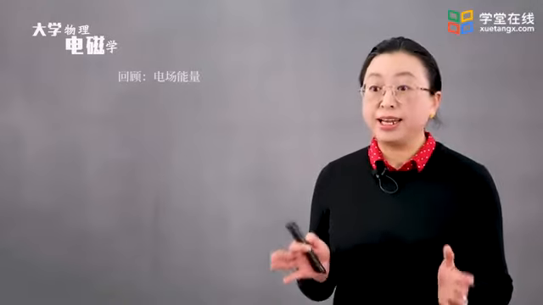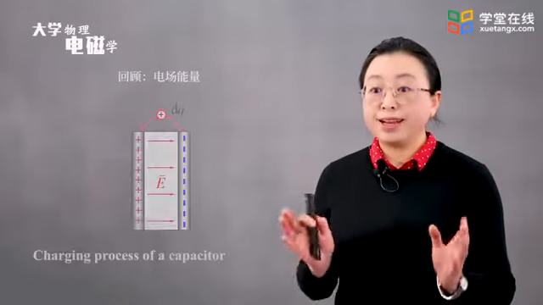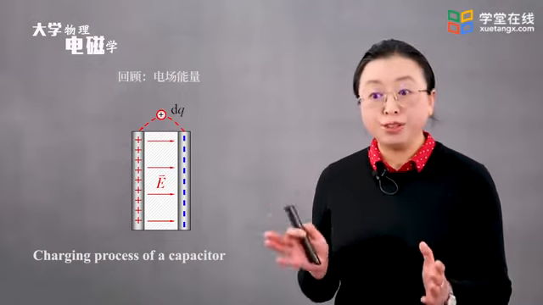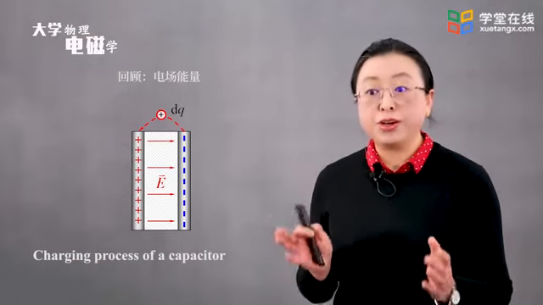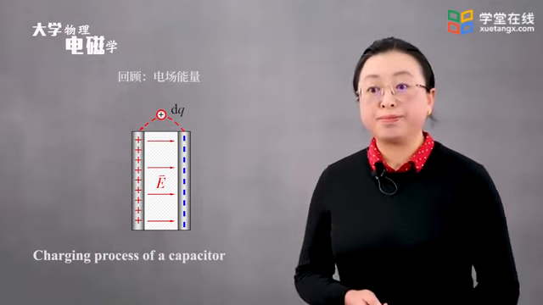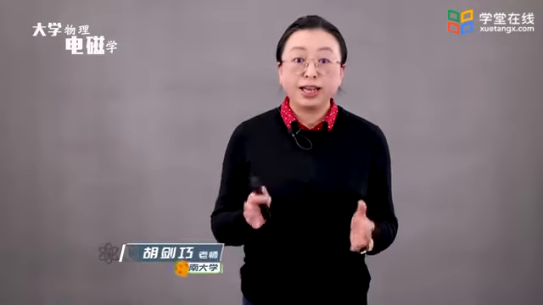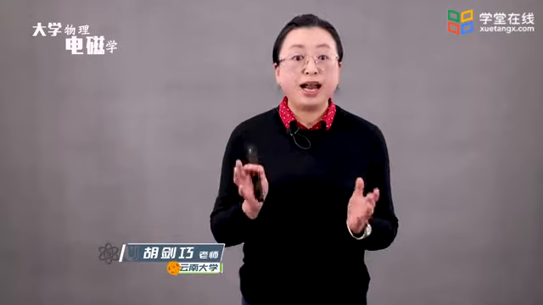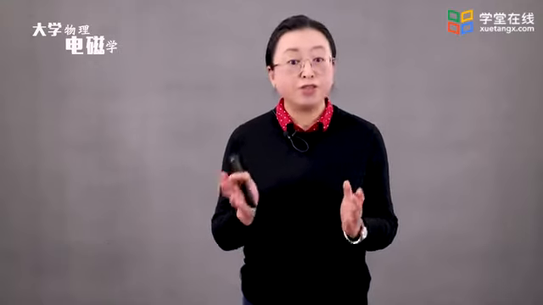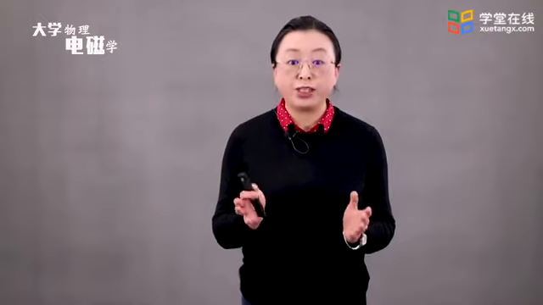Recall energy in the electric field. We discussed that by considering a charge process of a capacitor. The amount of work done to charge the capacitor equals the amount of energy stored in the capacitor. As a result, an electric field is established, and the chemical potential energy in the battery is transformed to the electric potential energy of the field.